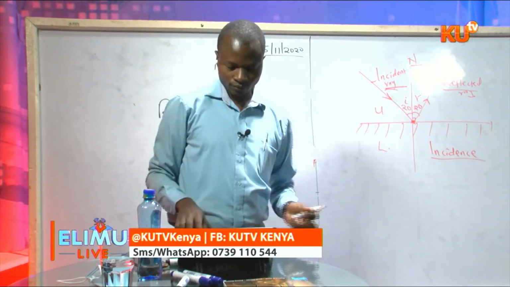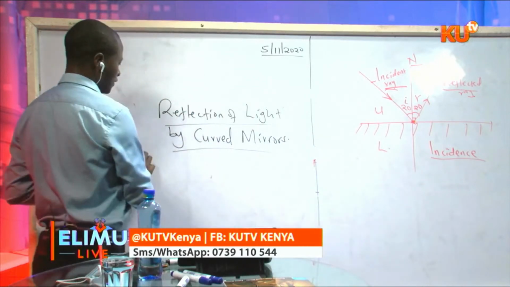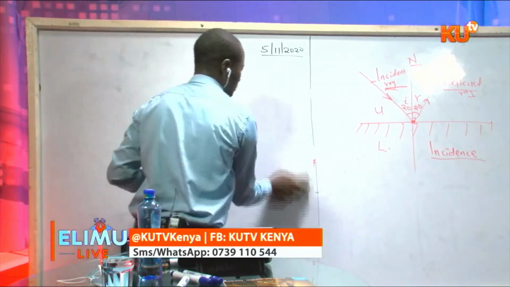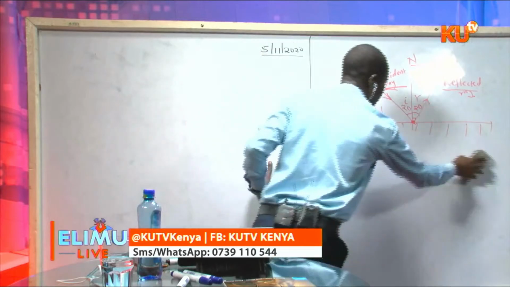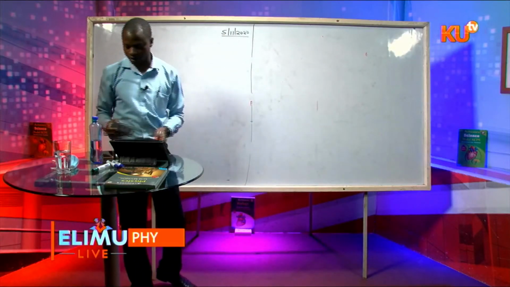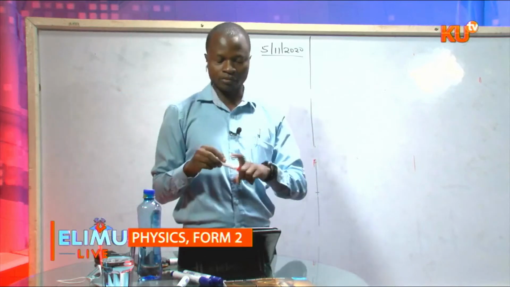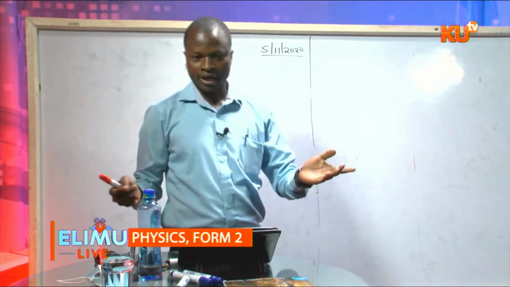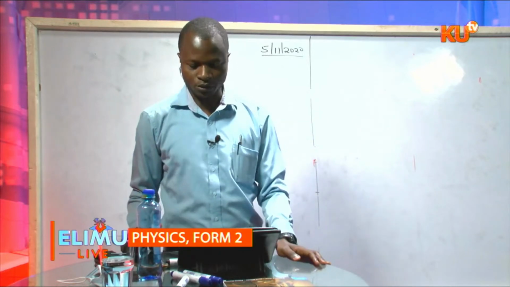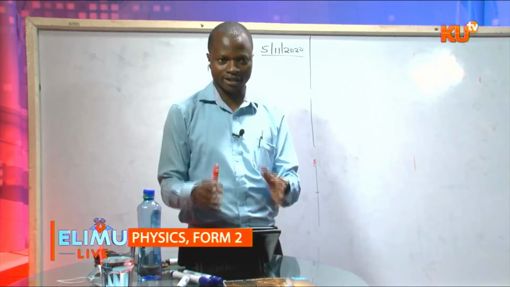Now to look at the effect of reflection of a concave and a convex mirror, we will need what we call a ray box. So we will use a ray box. What is a ray box? It is a box just producing rays of light. You know, we want to do experiments, so we must direct them.